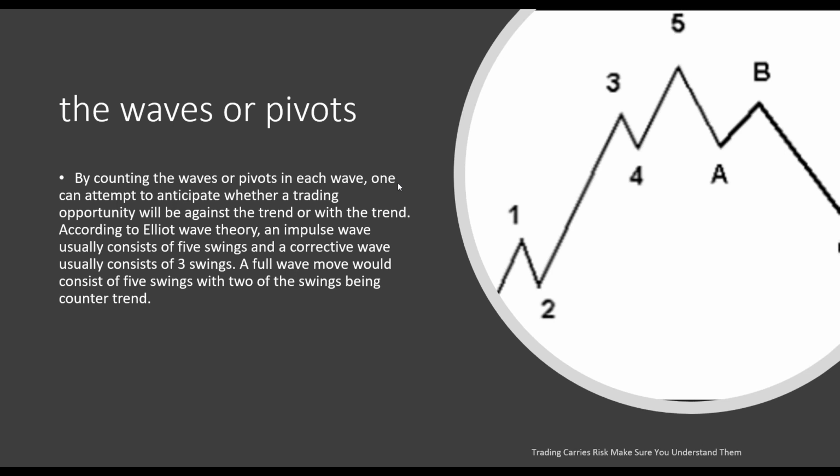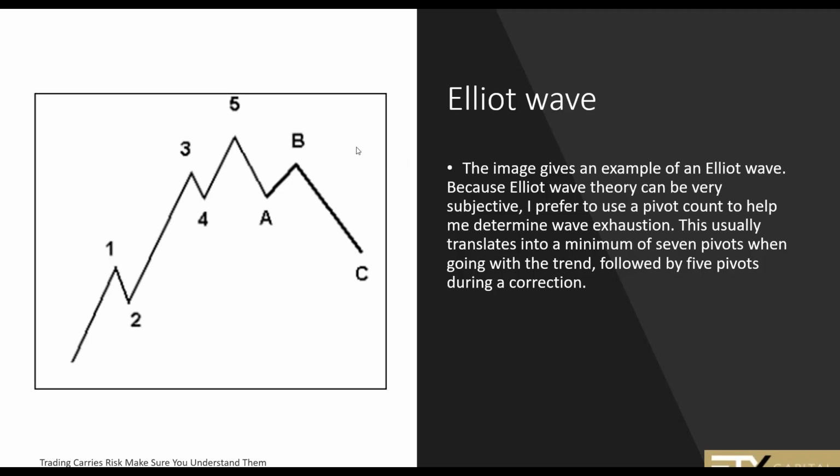A full wave move would consist of 5 swings, with 2 of the swings being counter trend. Those are the eases. So the full wave is 5 swings. Push, then the ease is the swing or the counter trend. Push in the direction, counter trend, ease. Push in the direction, counter trend, ease. So the image gives an example of Elliott wave.